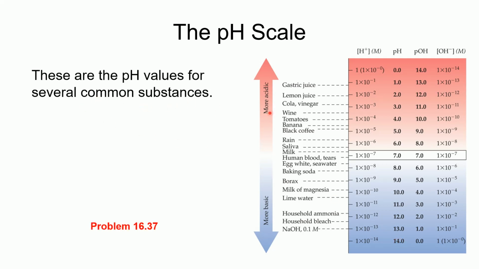And then these are just some common substances, and usually in class I'll talk about it. Sour things are usually acidic, and bitter things are usually basic. And so this is just a few common things.